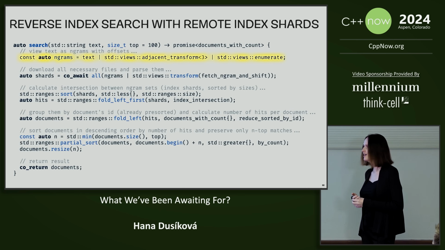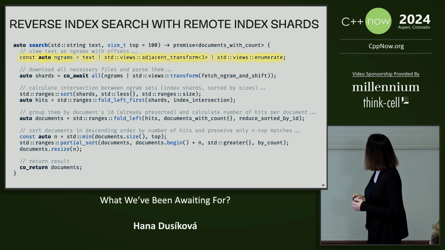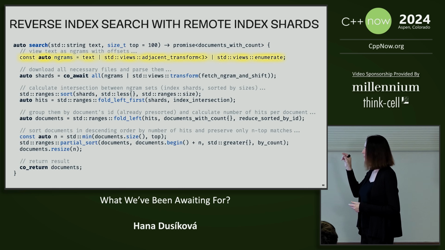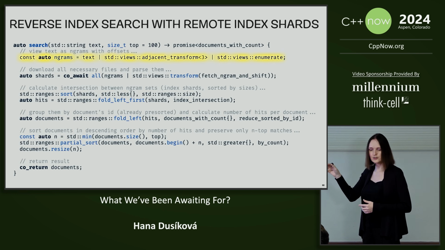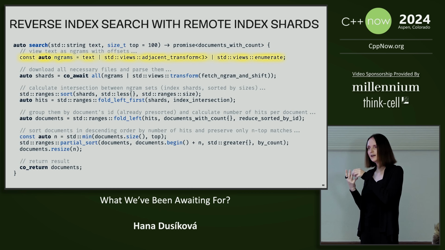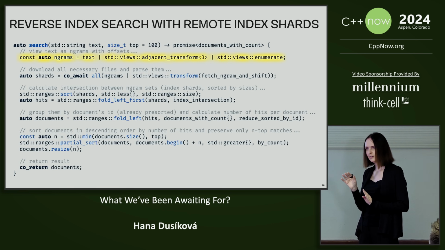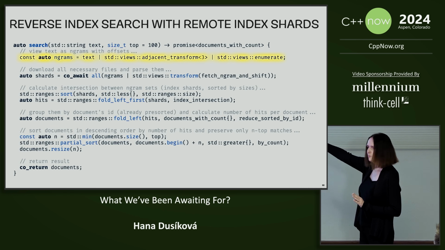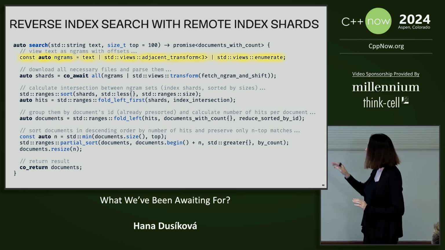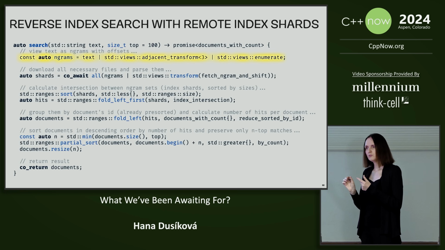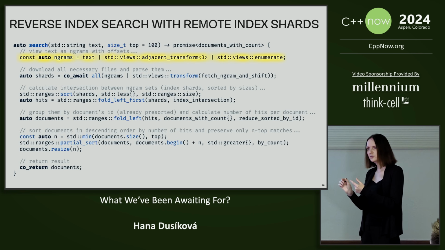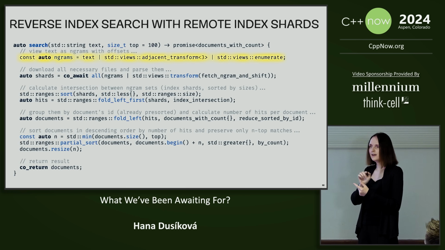It's not coroutine related, but I'm super curious about what an n-gram set is and what the intersection of the shards means. Right in the middle there, calculate intersection. Okay, the n-gram: you are searching for, let's say, Hana. It's four letters, and you will get two n-grams of three characters, H-A-N and A-N-A. So you have a sliding window of three characters. That's the n-gram here. And the adjacent transform will give you a view of sliding windows of characters, and enumerate will give you also the position. So position zero is H-A-N, and position one is A-N-A.